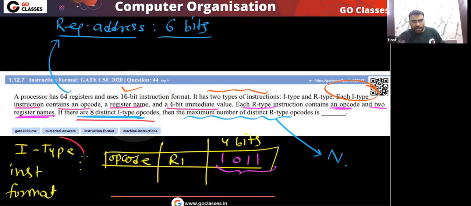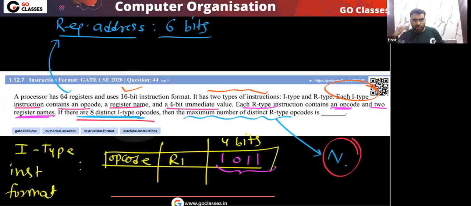That means you have a total of 8 I type instructions. And the question is asking for the maximum number of distinct R type opcodes, meaning how many R type instructions are there in your instruction set. Let's assume that is n. So just apply the bit pattern method. You can easily solve this question using the bit pattern method.